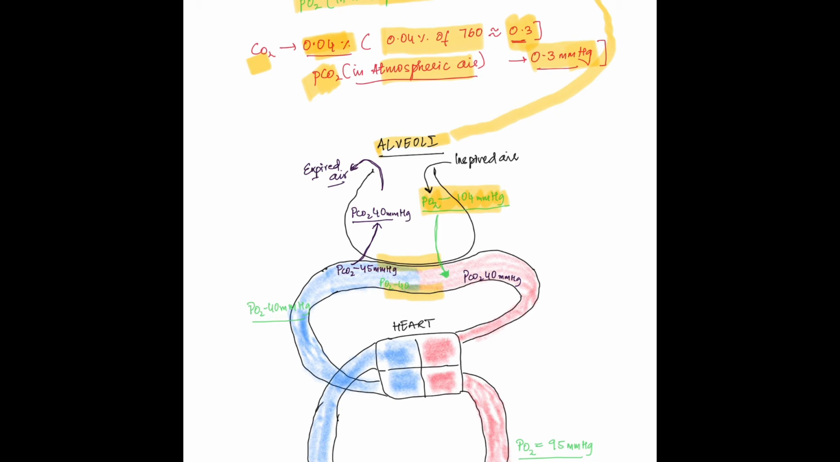Alveoli are lined by pulmonary capillaries. These capillaries bring deoxygenated blood. Partial pressure of oxygen in deoxygenated blood is 40 millimeters of mercury. So there is a concentration and pressure gradient between alveoli and the pulmonary capillaries, because of which oxygen diffuses from alveoli into the pulmonary capillaries.